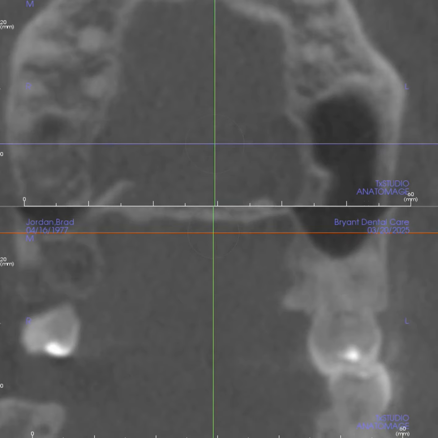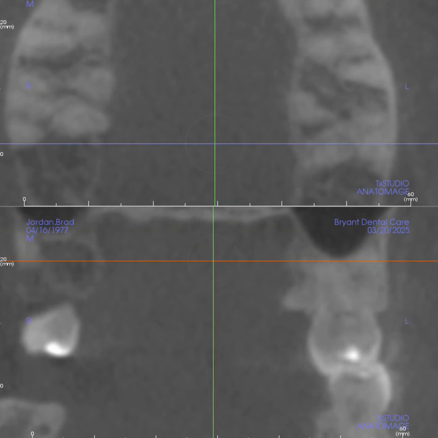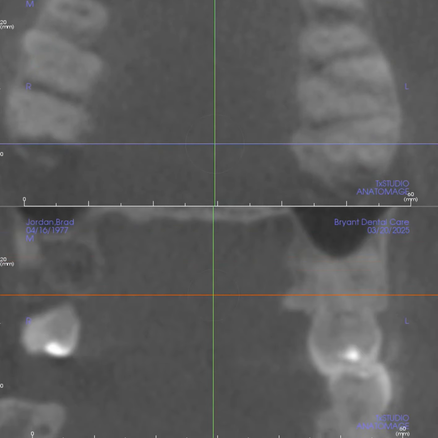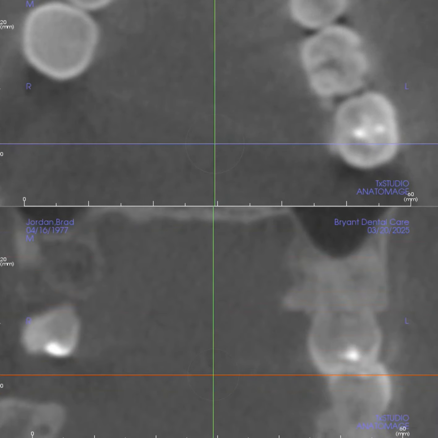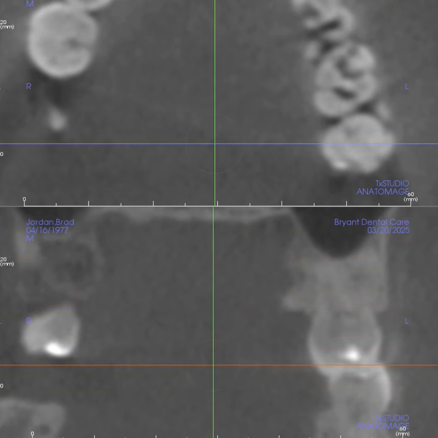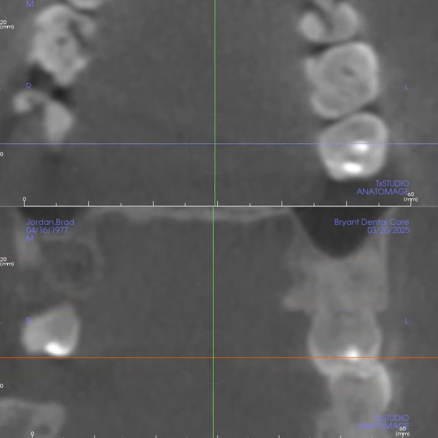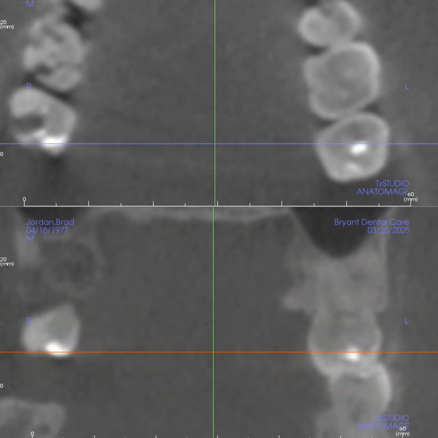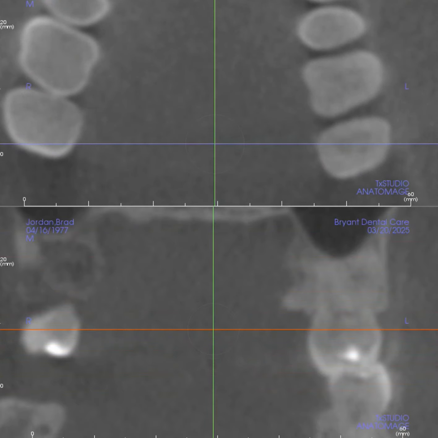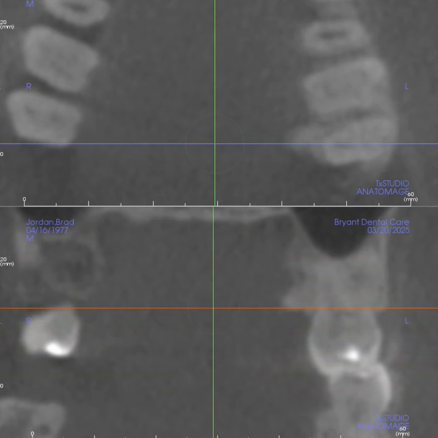So let's take a look at the cross-sectional view here. What I'm looking for is either a crack or, more commonly, a response to a crack that's not visualized clinically and radiographically, in the bone. So I don't really see anything in the way of a crack in the coronal section, which is not surprising.